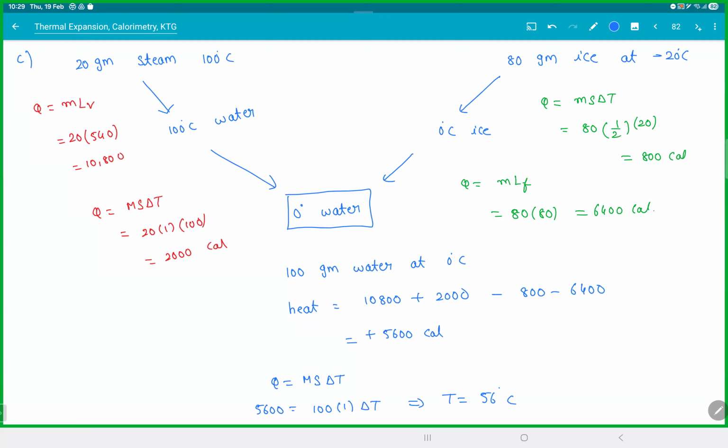Understood how we are doing this? If you got positive, you start boiling the water to higher temperature, that is delta T. If you got negative, you start freezing the water to ice. You'll always be left with only those two options. If you got 0, it means your assumption was exactly right. Any doubt on this? Clear with this? So this is about mixing of different things, quite an important thing.